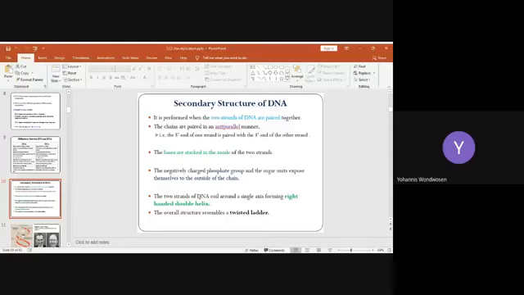So most of the time it's right-handed, no? The overall structure resembles a twisted ladder.